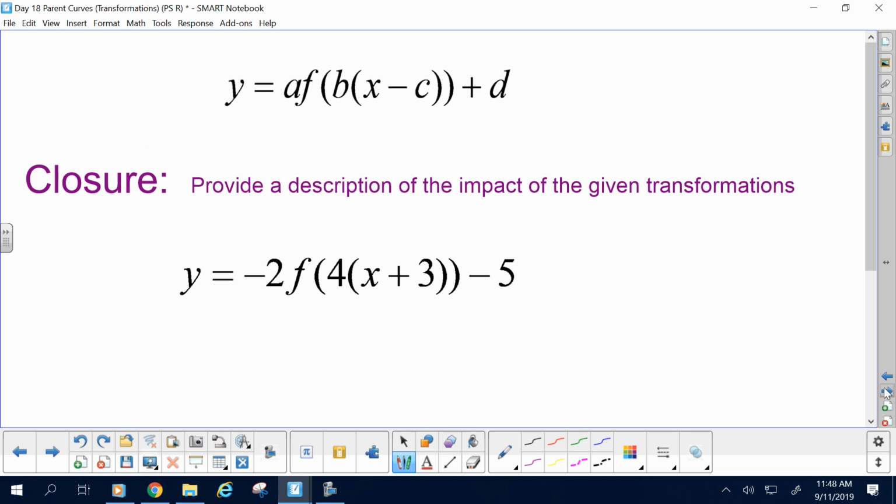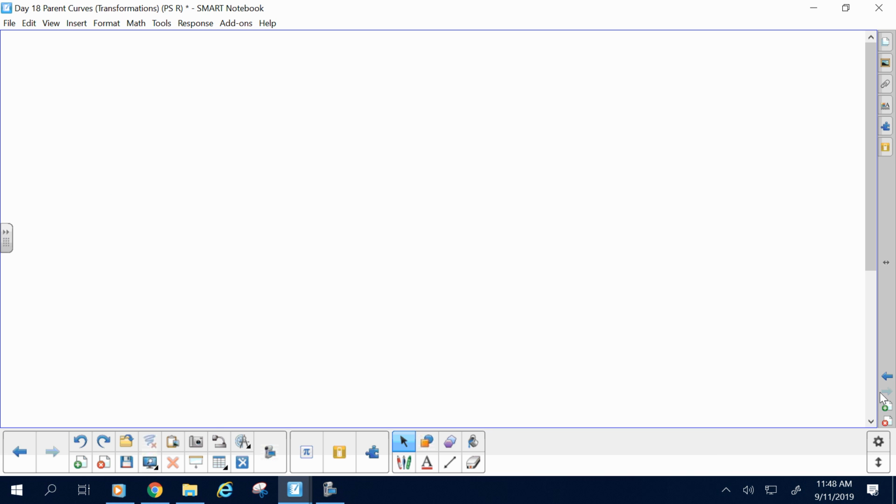Here we go. Really quick, just verbally, tell me what does the 3 do? Move it left. Left. What does the 4 do? Horizontal squish. What does the negative do? Flips it up and down or side to side? Up and down. What does the 2 do? Stretch. What does the 5 do? Down 5. Alrighty. That went super.